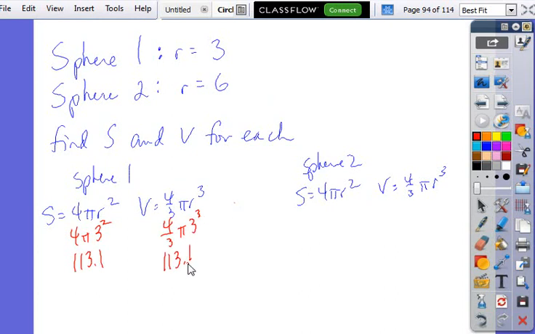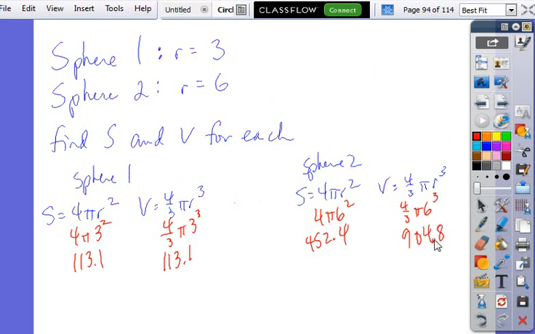Go to the second sphere, and it says 4 pi 6 squared when I plug in that radius and get 452.4. And then over here it would be 4/3 pi 6 cubed, 904.78. All right. It says find the surface area and volume for each.